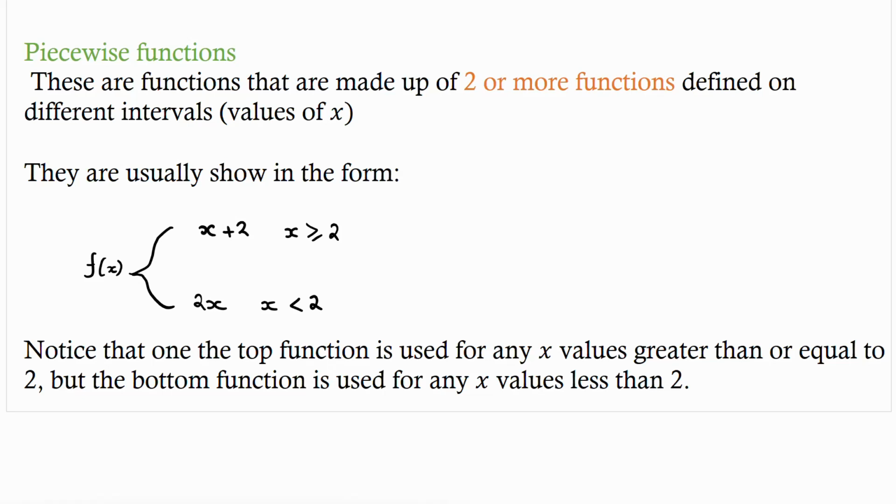So if you notice on the top one, we use that for any x values that are greater than or equal to 2. So if we had f(3), we would need to use the top one. And then the bottom one, we only use it for x values less than 2. So if you had f(-2), you would need to use the bottom function. So it's about identifying what your x value is going to be and then deciding whether it's in the top interval or the bottom interval. You may see some of these piecewise functions get up to 3 or 4, but to begin with, most of them are just going to be 2.